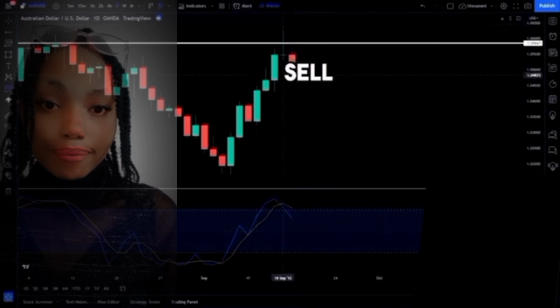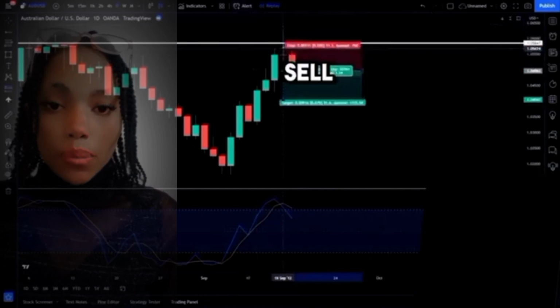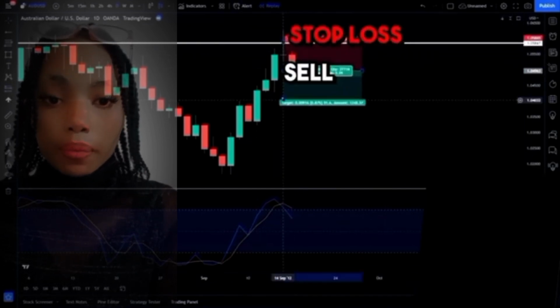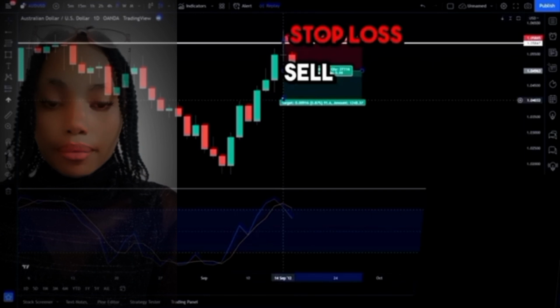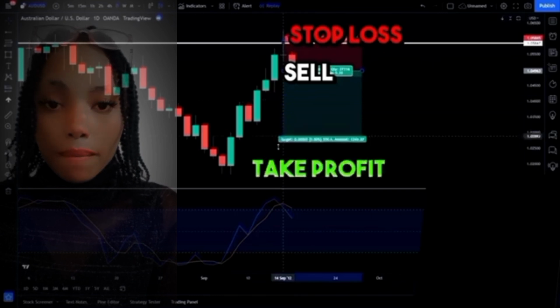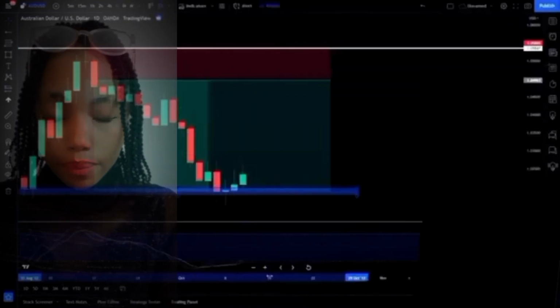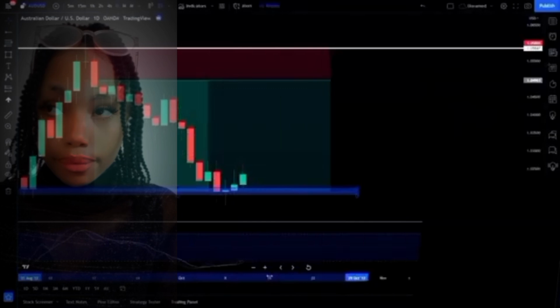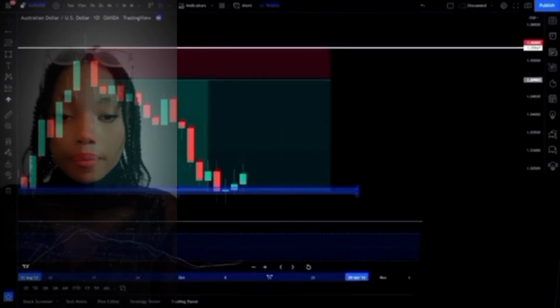And your stop loss, you can put it at the key level. And next, for your take profit, you want to look towards your left and see where price last stopped, which is right here. We have managed to smash our take profit for this trade. Another successful trade in the bag.